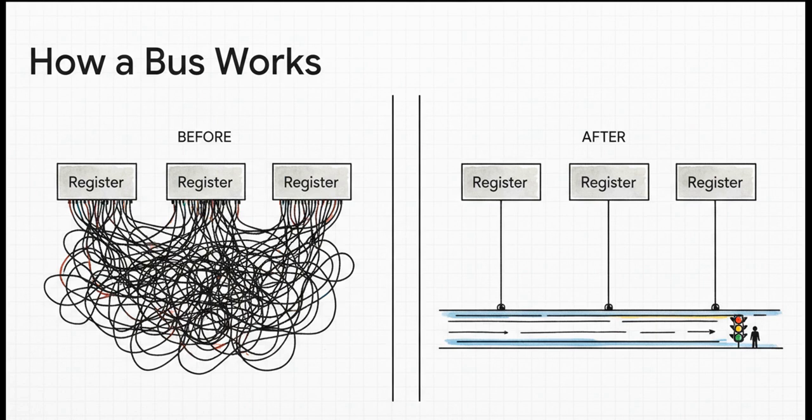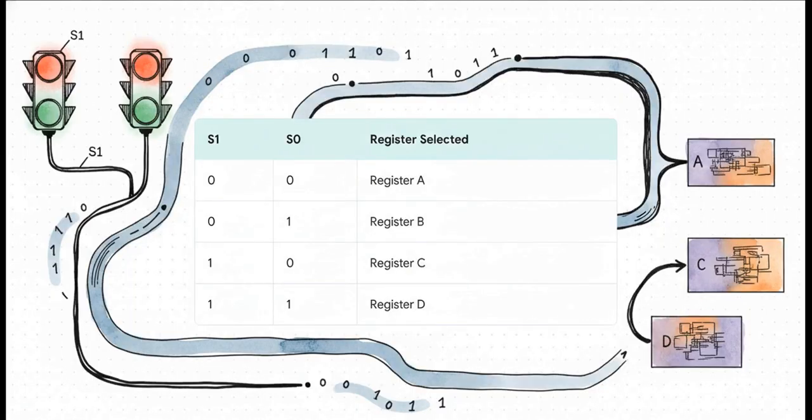That's where these special circuits called multiplexers come in. They literally act like traffic cops, deciding which component gets to use the highway at any given moment. And how do those traffic cops get their orders? Well, it's through simple binary signals.